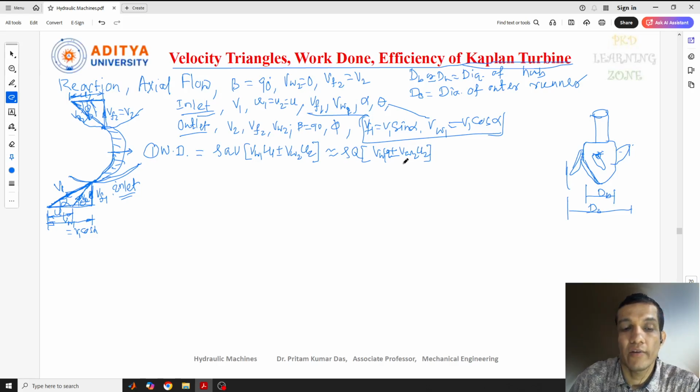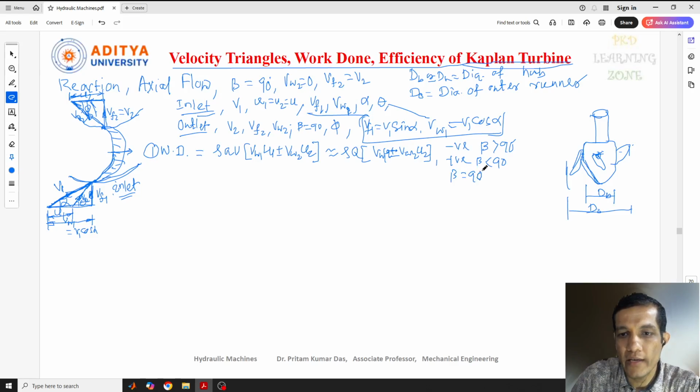Now this is one condition. Here we need to see where beta is taken as 90 degrees. For this condition, one term will be plus and the other minus. We get the negative symbol when beta is more than 90 degrees, and the positive symbol when beta is less than 90 degrees. And when beta is equal to 90 degrees, we get the equation in this way: rho Q bracket start. Here VW2 will be 0, you can see VW2 is 0, so we get only VW1 U1, bracket close. That's it. This is one term.